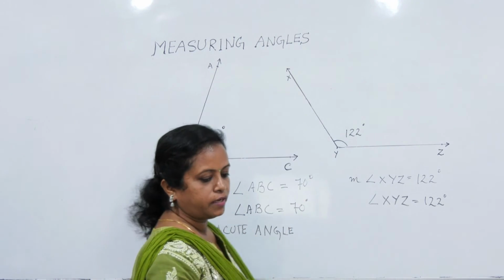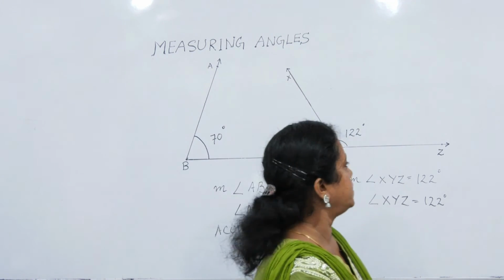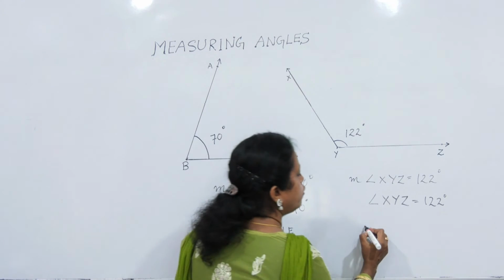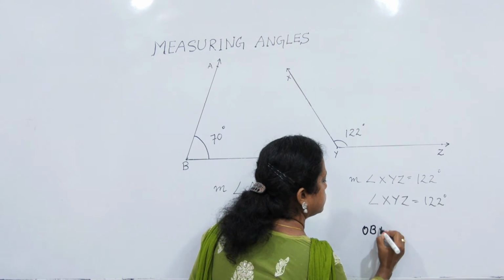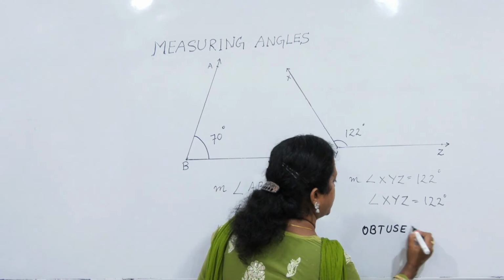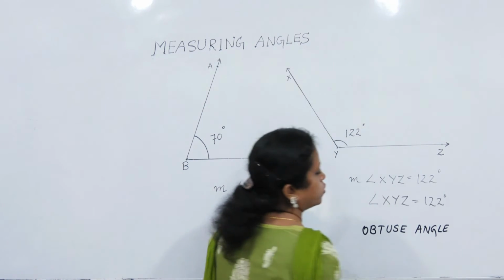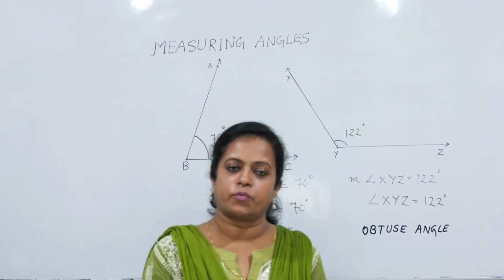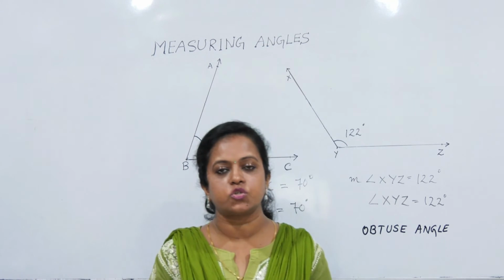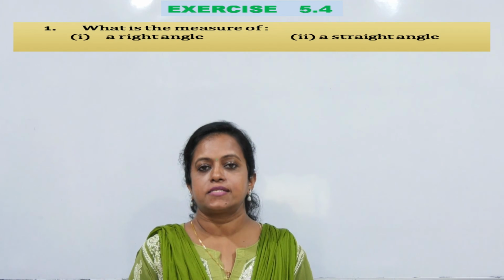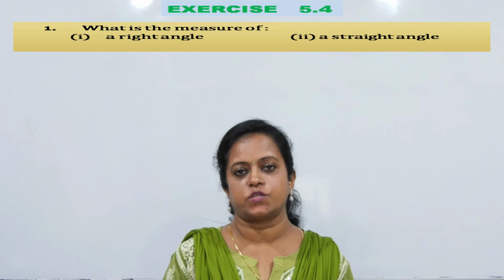And here you can see the measure of the angle is greater than 90 degree. So this is an example of obtuse angle. So now you have seen how you can use a protractor, measure the angle and also classify them according to the type of angles. Let us now start the questions from exercise 5.4.